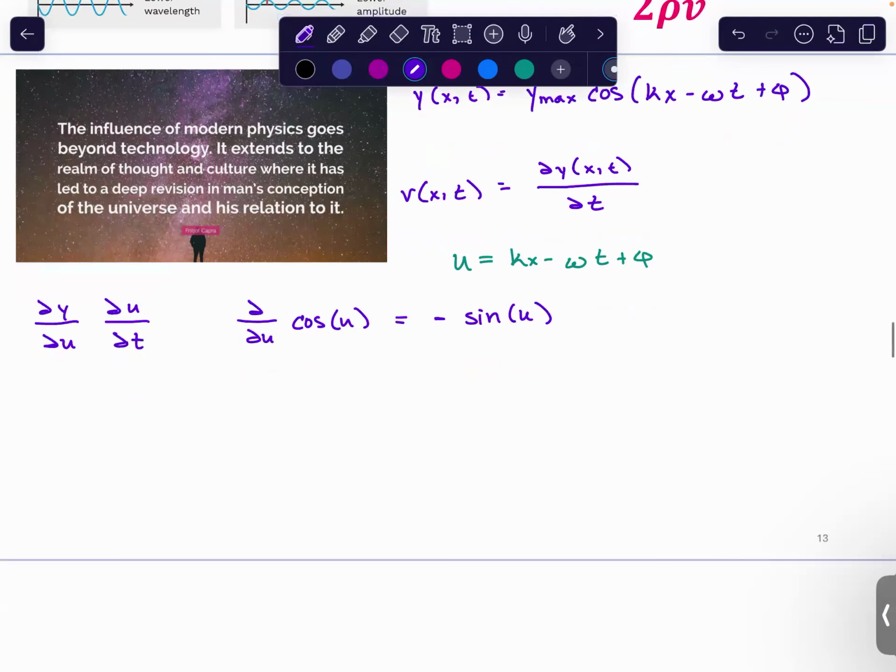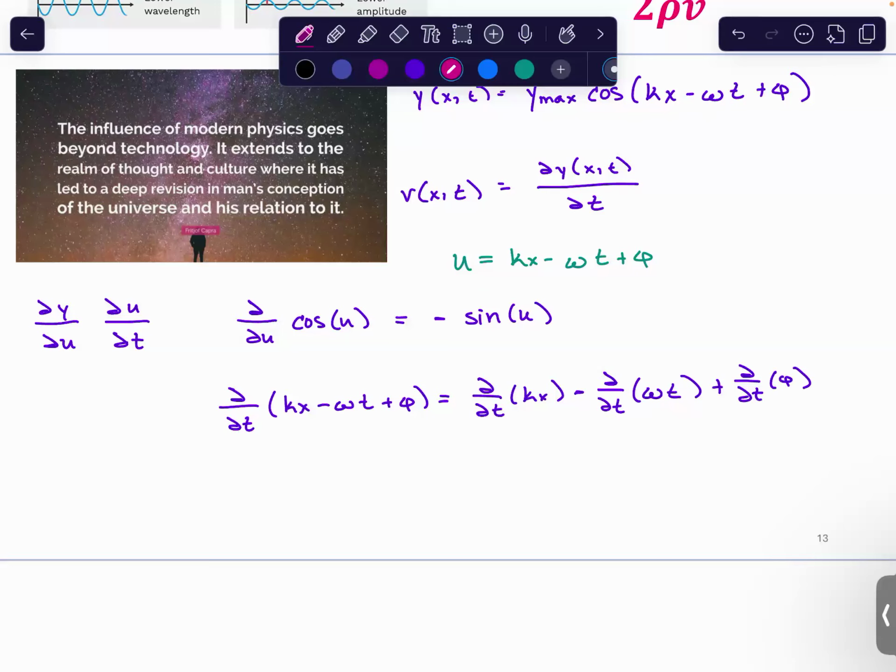And then here's how the partial derivative works. So we need our u. We're going to distribute. Now you look at the bottom of the derivative, and it's with respect to time. So there's no time in k times x, so that becomes 0. There's no t in phi, so that becomes 0. And then you have omega t. Now, if this was a full derivative, you'd have to do derivative of omega times t plus the derivative of t times omega. The great thing about the partial derivative is it treats omega like a constant. And it's just going to do the derivative of t. So we get negative omega.